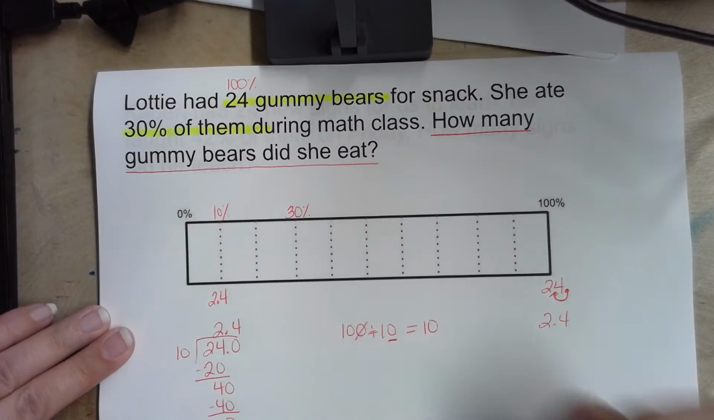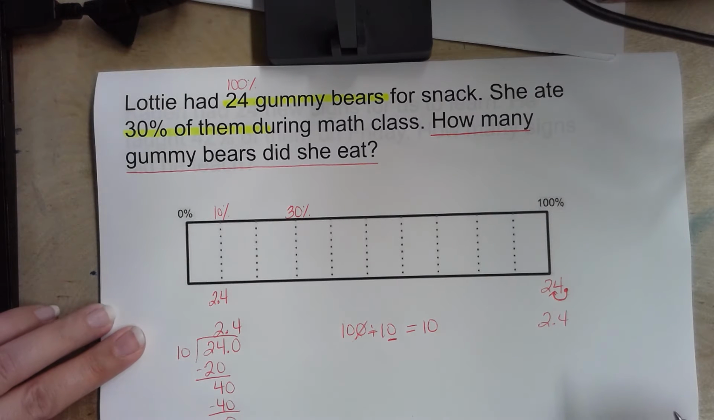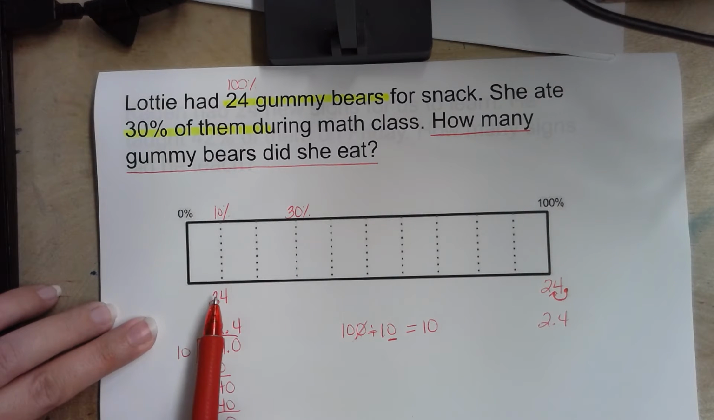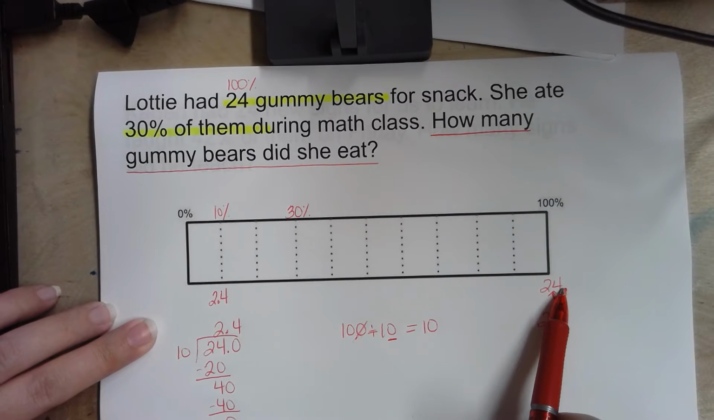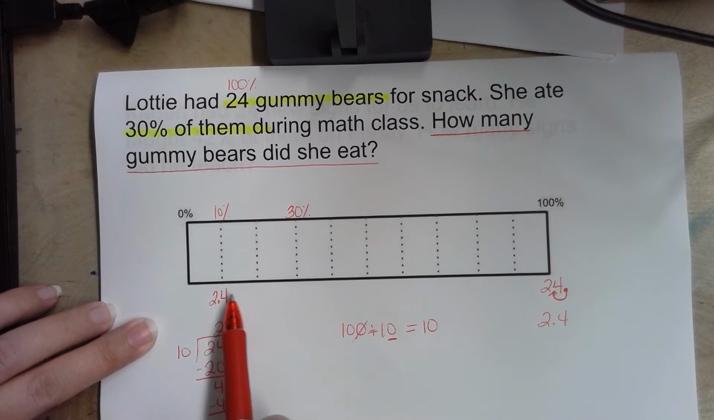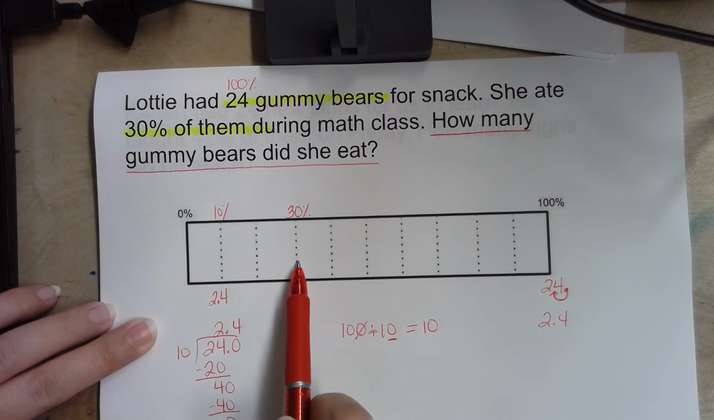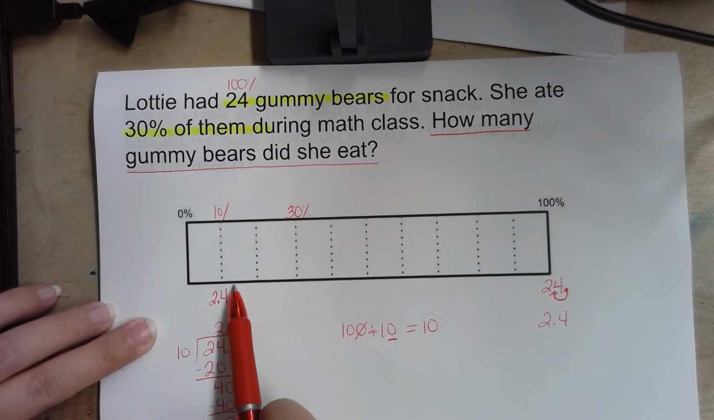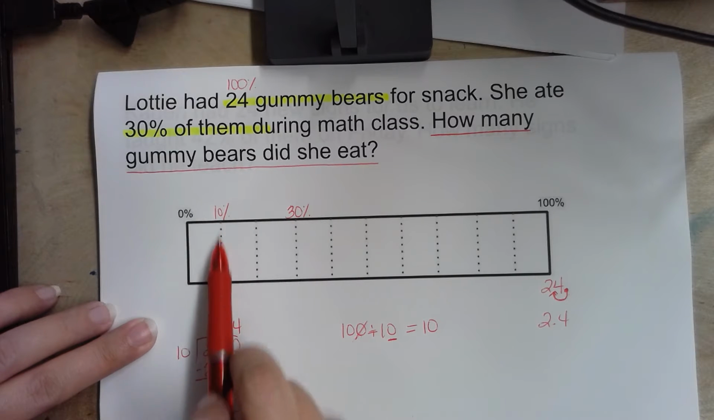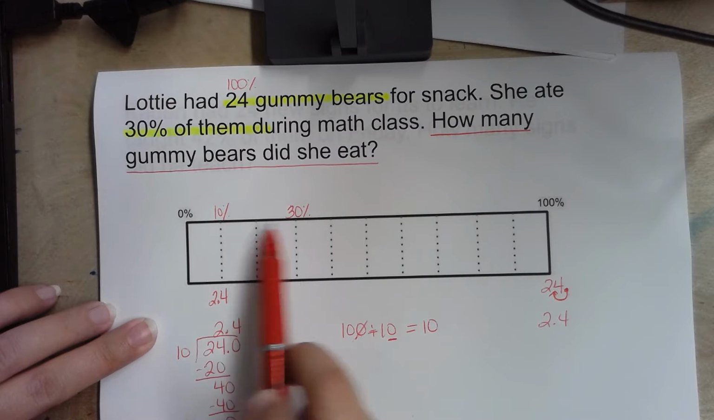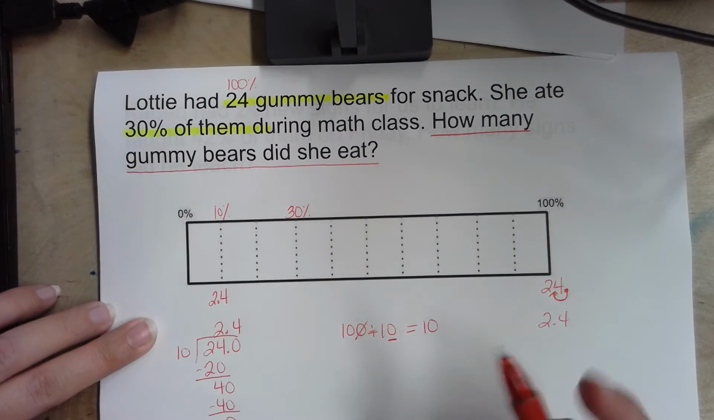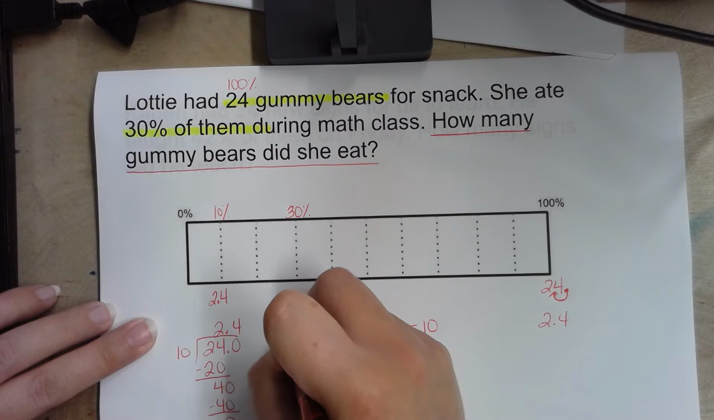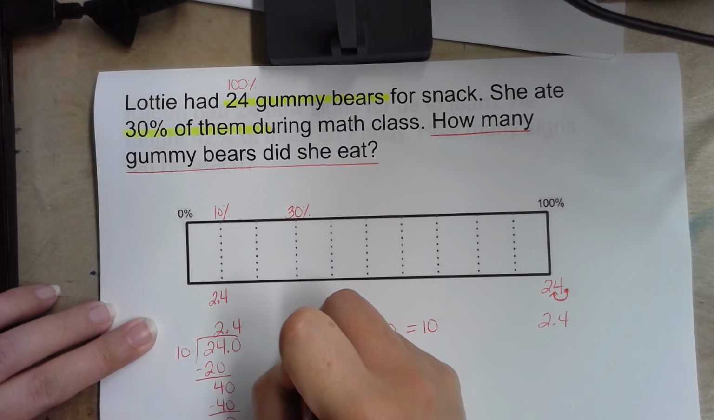Okay? So we have a couple things that we can do. We could either skip count by 2.4 all the way up. We can add 2.4 1, 2, 3 times. Or we can take 2.4 and multiply it by 3 because I want 1 10%, 2 10%, 3 10%. So I want it 3 times. Okay? So I'm going to do 2.4 times 3.